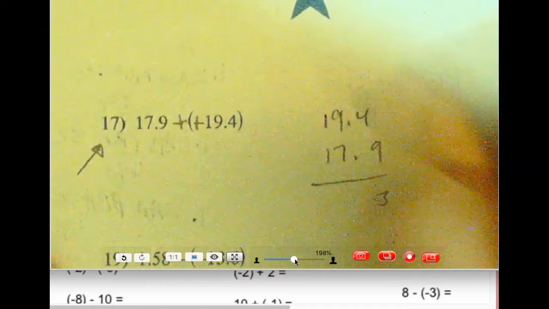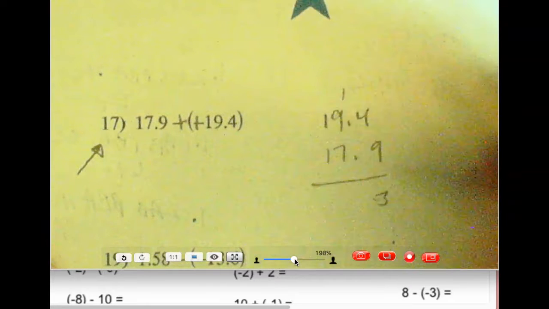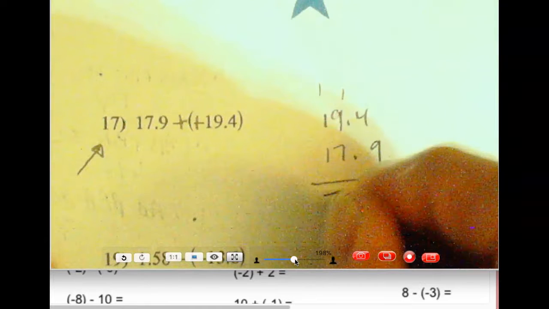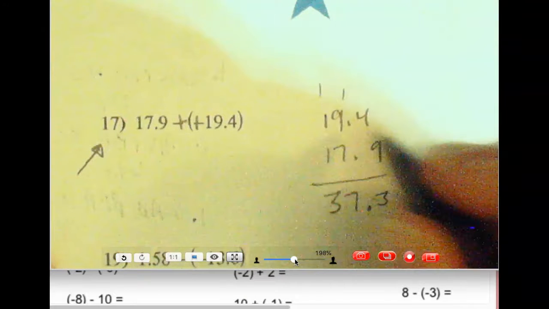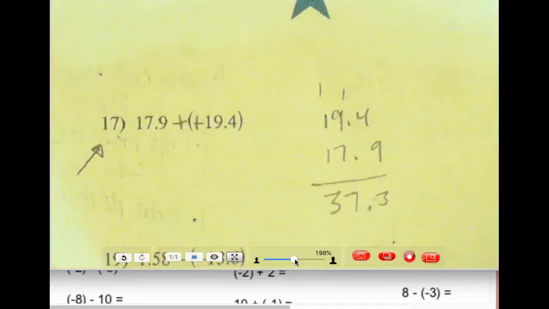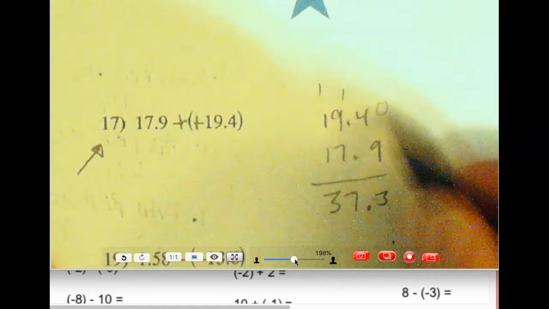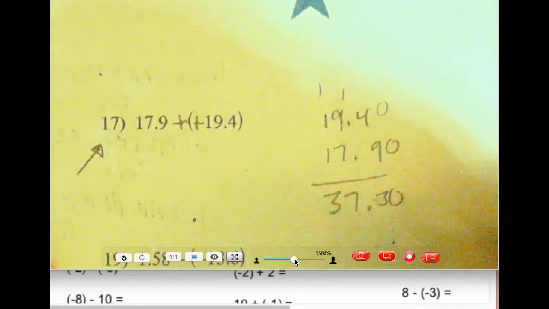So here 4 plus 9 is 13. Here's the 3, here's the teen. Now we have 10 here. 10 plus 7 is 17. Here's the 7, here's the teen. We've got 3. Now we just carry the decimal right down here. This isn't where you count the decimals. That's when you multiply. And adding, you can just simply think of this as $19.40 plus $17.90. That gives you a total of $37.30. Okay?